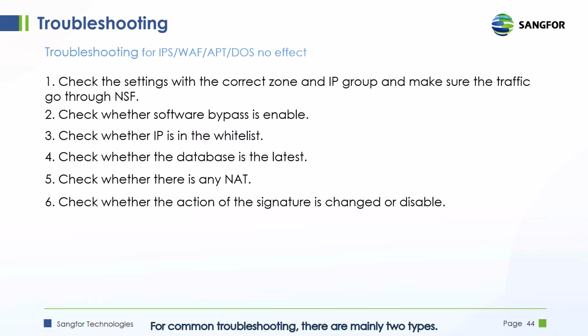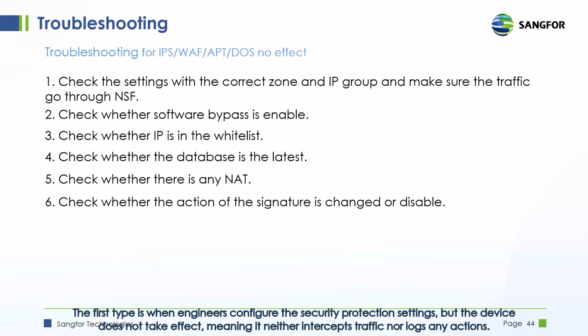For common troubleshooting, there are mainly 2 types. The first type is when engineers configure the security protection settings, but the device does not take effect, meaning it neither intercepts traffic nor logs any actions.